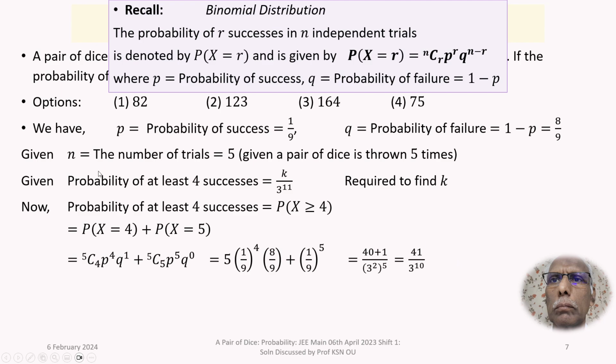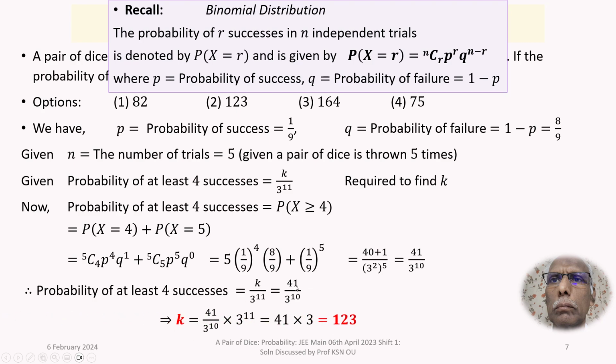So what is given to us? What is given is the probability of at least 4 successes is k by 3 to the power of 11. So k by 3 power 11 is equal to what we have calculated, 41 by 3 to the power of 10. So what is the value of k? k is equal to 41 by 3 to the power of 10 multiplied by 3 to the power of 11. Cross multiply. 3 to the power of 11 over 3 to the power of 10, 3 times it goes, and that will be the numerator. 3 into 41 will be 123. So the value of k is 123.